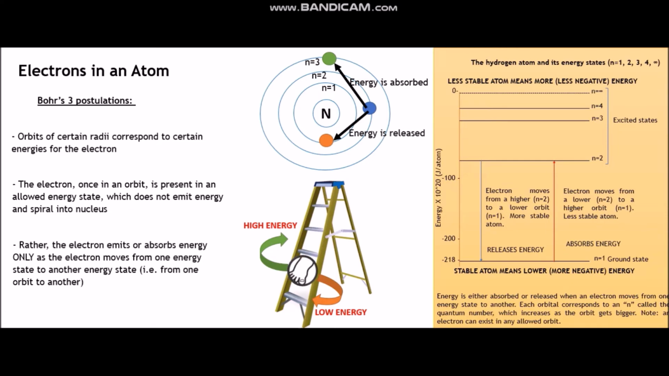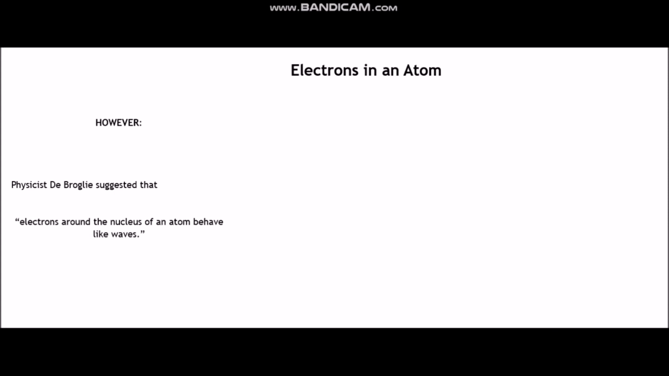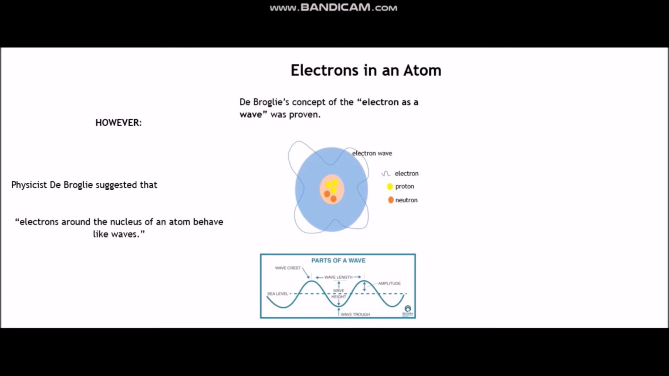But unlike Bohr, who taught that electrons orbit around the nucleus, another physicist, de Broglie, suggested that electrons go around the nucleus of an atom like waves and therefore have wavelength to represent the line spectra of the hydrogen. Indeed, de Broglie's theory was proven to show that electrons act as waves.